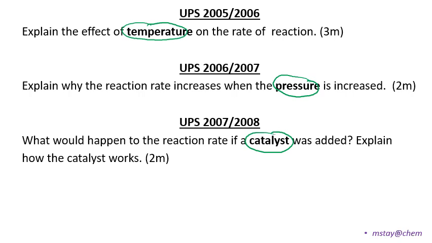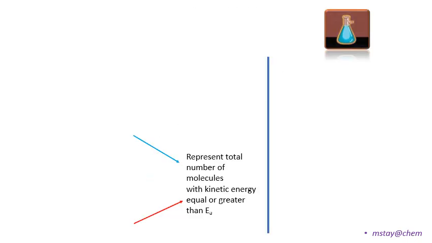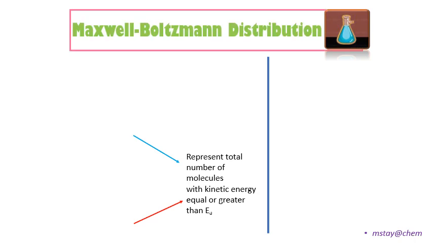Okay, if it is explained generally, no matter what the factors are, I think you can refer back to the summary table that we discussed in the previous slide. So you have to keep in mind that when you explain this, you have to relate to the collision theory, and have the keywords frequency of collision, effective collision, and then you relate with the rate of reaction. Now let's continue with the learning objective 8.3c, which is related to the Maxwell Boltzmann distribution. So this Maxwell Boltzmann distribution will be related with the factor of temperature.